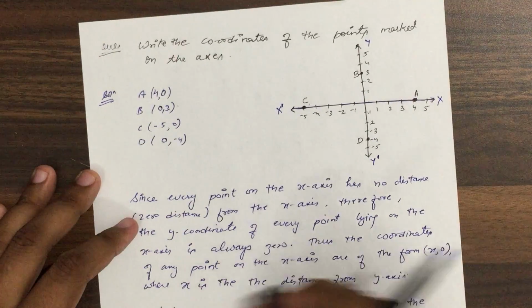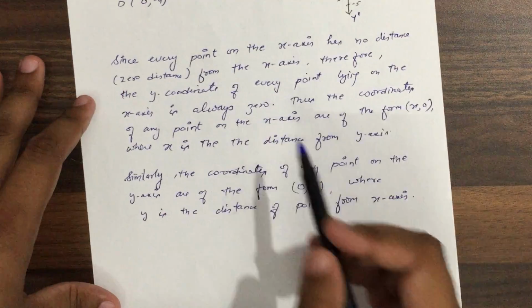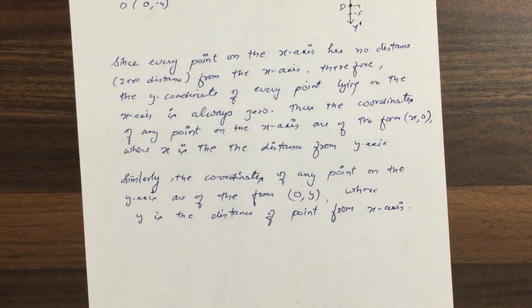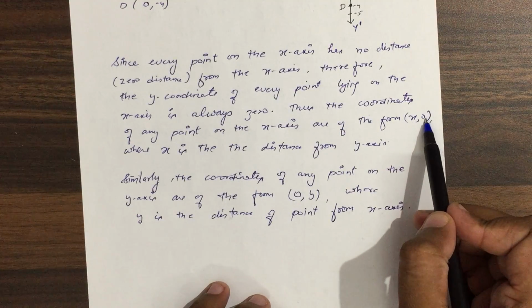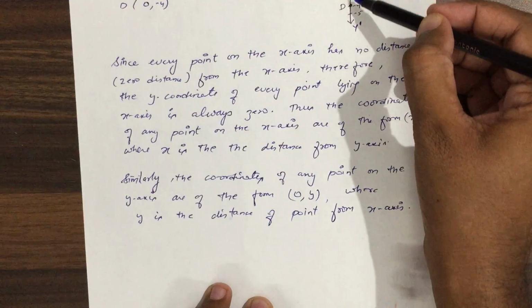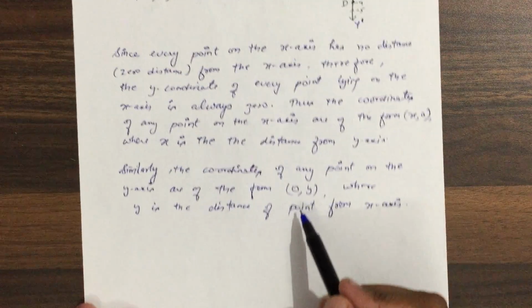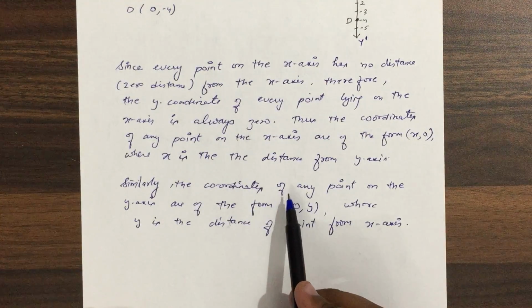Now you can see that every point on the x-axis has no distance from the x-axis. Therefore the y coordinate of every point lying on the x-axis is always 0. Clear? If there is a point on the x-axis, what will its distance from the x-axis be? Its distance from the x-axis will be 0. It means its y coordinate will be 0. So every point on the x-axis has only an x coordinate; its y coordinate will be 0. Similarly, every point on the y-axis has only a y coordinate; its x coordinate will be 0. This is what I wrote here. Just note it down. It will be helpful for you.